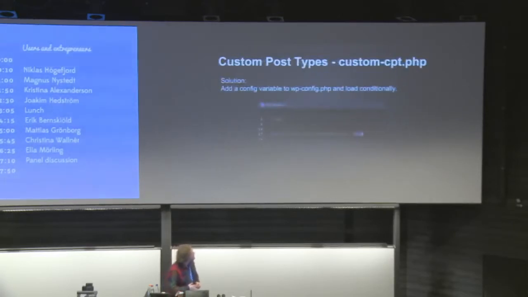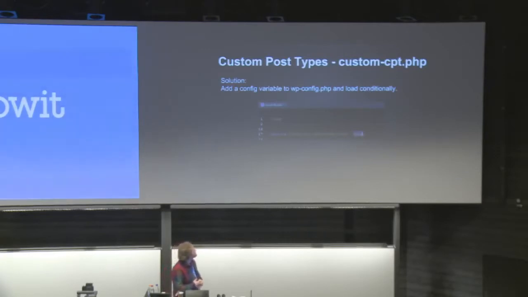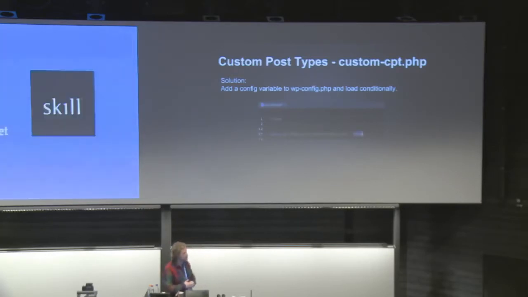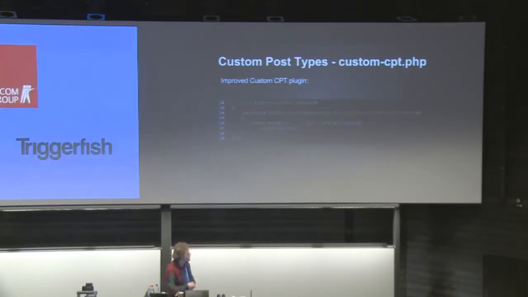And the solution is that we introduce a tiny wp-config flag, which basically lets us say that we are in development mode. So we have a variable here called custom CPT development mode, which we set to true. In your local development environment you would set this to true, but when you deploy to the live server, you would set this to false. And then we change the plugin a little bit. This is the same plugin as we looked at before, which loads the custom post types, but now it only loads them if we're not in development mode.